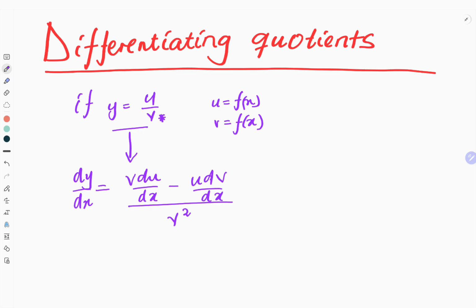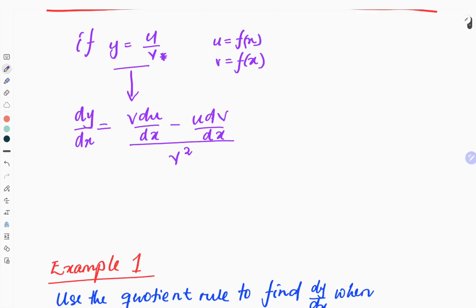So here order matters. It's not like the product rule. With the product rule, you can swap them around, and a v can be a u, but here your v is always the denominator. Okay, let's get into some examples.